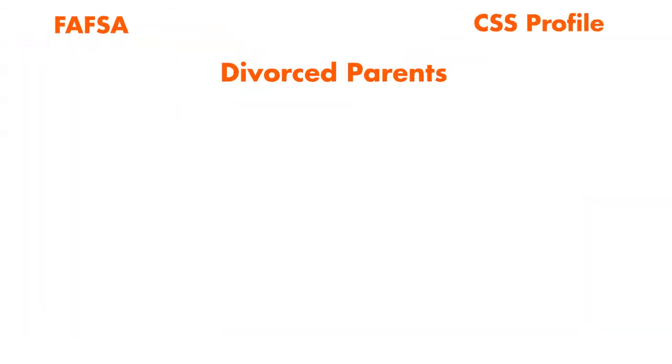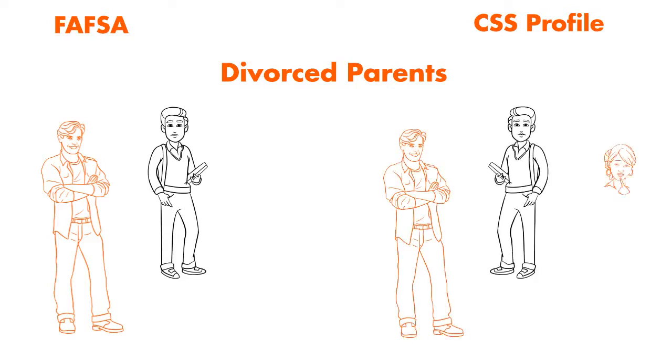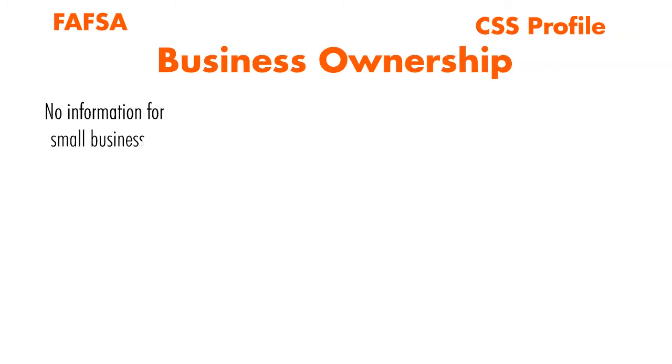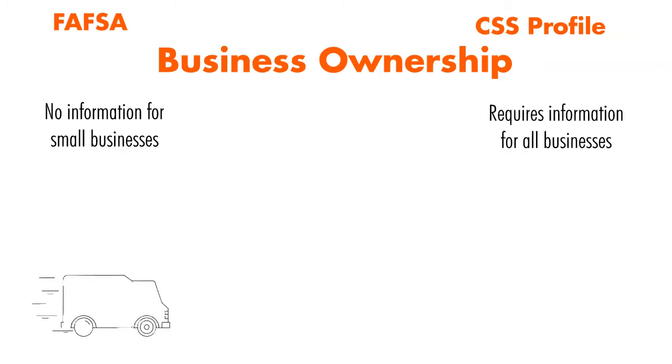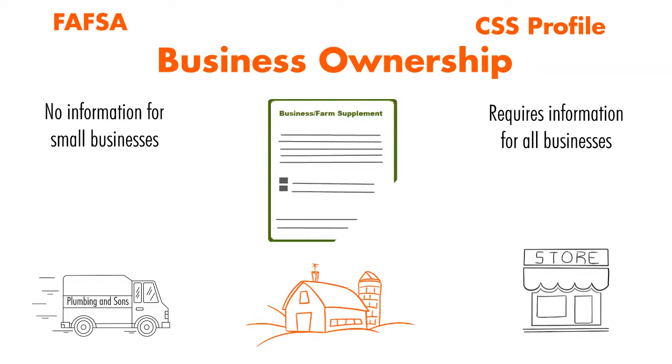The FAFSA and the CSS Profile have different calculations if a student's parents are divorced. The FAFSA only looks at the contributions of one parent, the custodial parent. CSS Profile colleges will look at the contribution ability of both parents. The FAFSA and the CSS Profile require different information on business ownership. The FAFSA only requires business information if a student or family-owned business has more than 100 employees. However, the CSS Profile would require business information regardless of the number of employees. Some colleges might even ask for a business and farm supplemental form for more details.